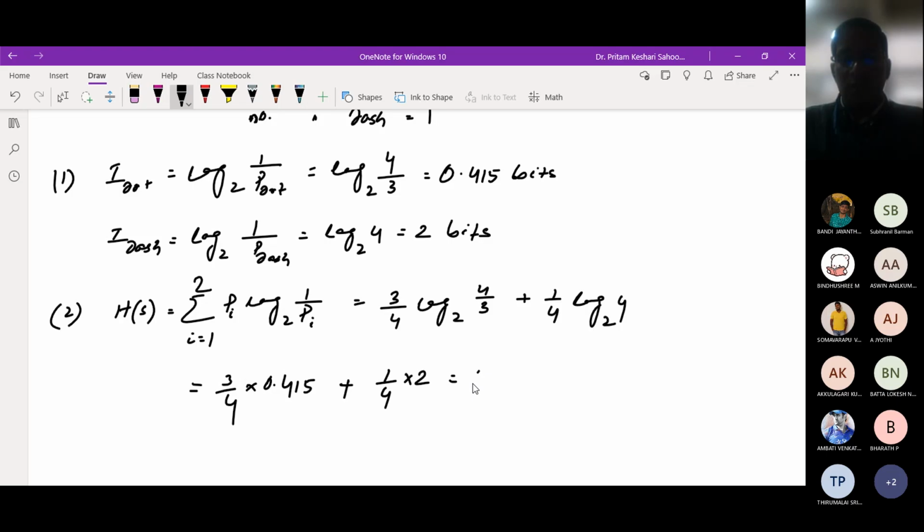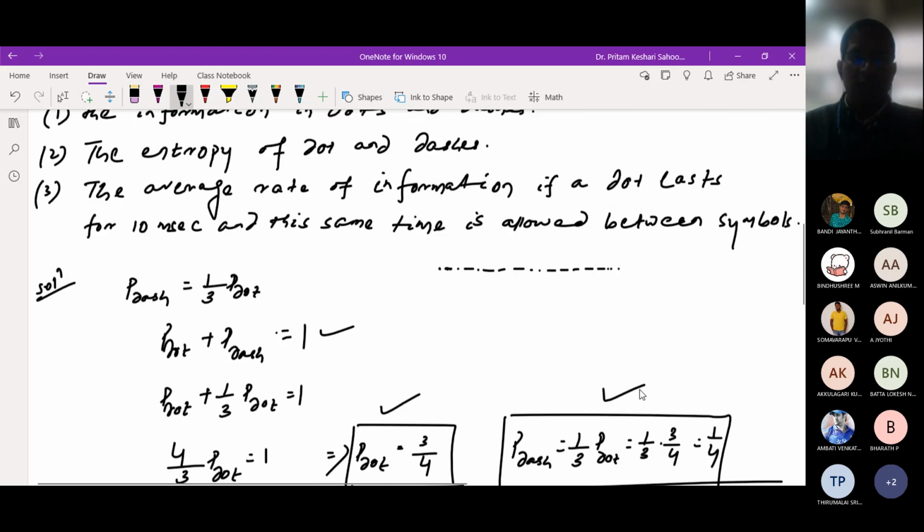0.8113. This is 0.8113, and the unit will be bits per symbol, because this is the average information. So the average information unit is bits per symbol. Correct.